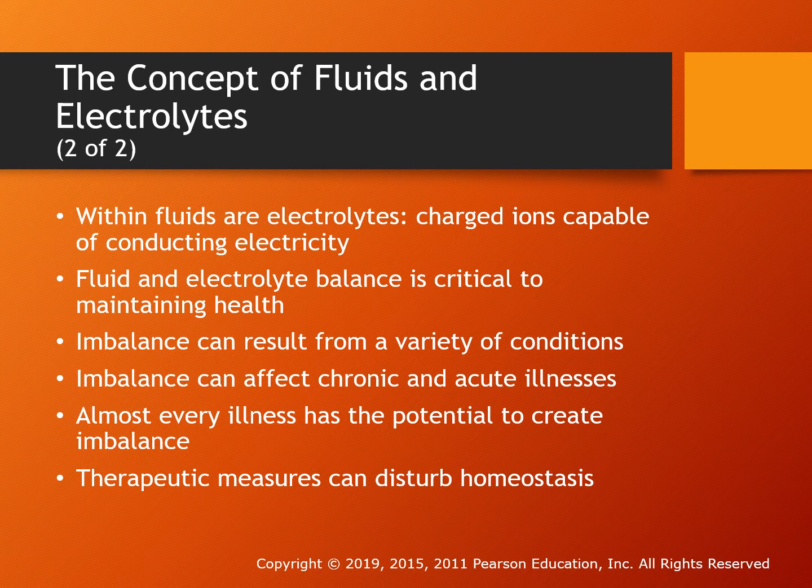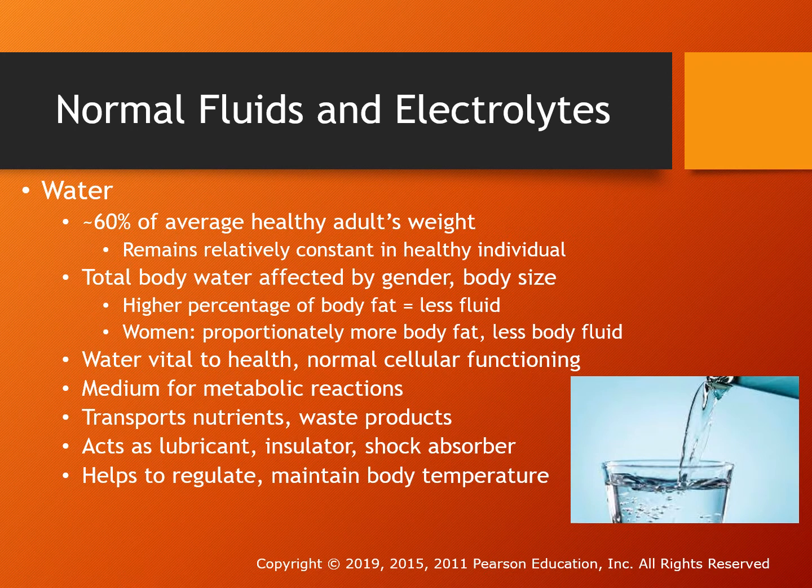Did they order IV fluids? Do we need to offer them something to drink? We need to know how to assess for signs and symptoms of fluid imbalance, and we will get to that. Homeostasis depends on multiple physiologic processes. Fluid and electrolyte balance is critical to maintaining health. It can result from a variety of conditions such as dehydration, renal failure, and negatively affect both chronic and acute illnesses. Almost every illness has the potential to threaten this crucial homeostasis balance.